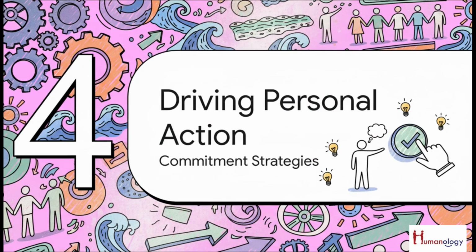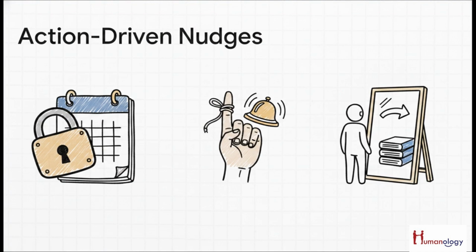Part 4. Driving personal action. We all have these great intentions for our future selves, don't we? But we often fail to follow through in the actual moment. Pre-commitment strategies solve this by locking in a decision when your motivation is peaking. Reminders act as that gentle, timely little tap on the shoulder to keep the commitment front of mind. And honestly, perhaps the most powerful tool here is informing people of the nature and consequences of their own past choices. Seeing the raw data on what you've done in the past forces a moment of self-reflection that can instantly correct future behavior.